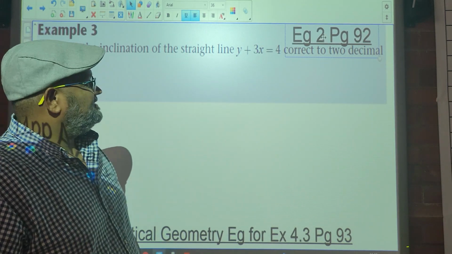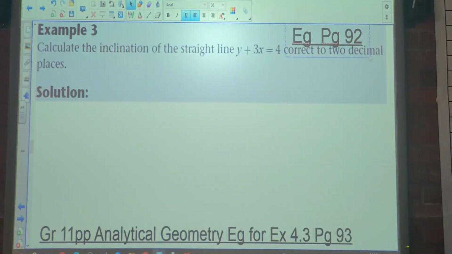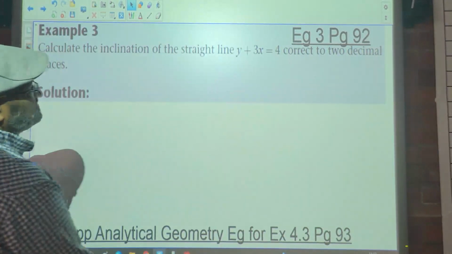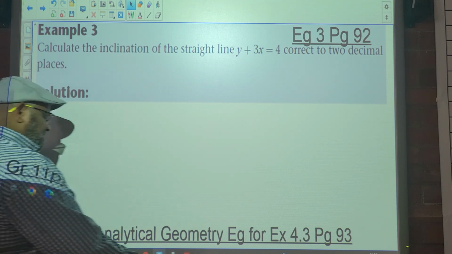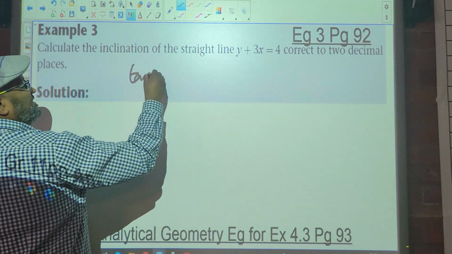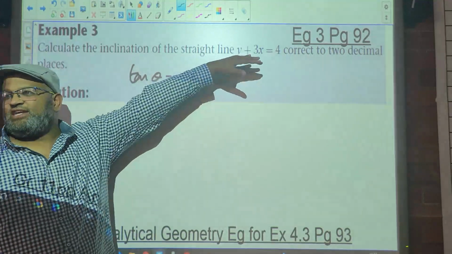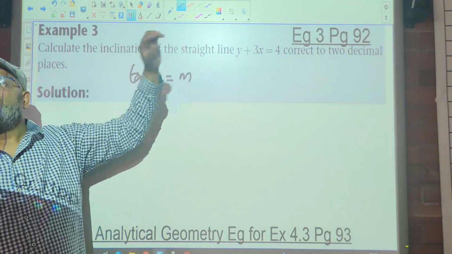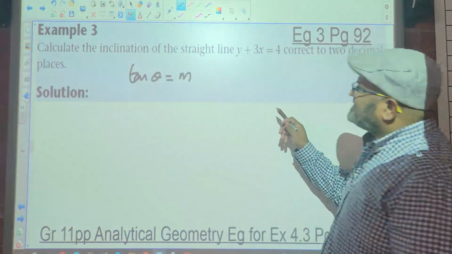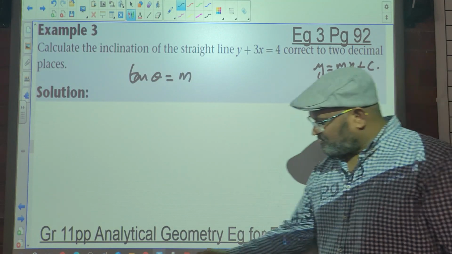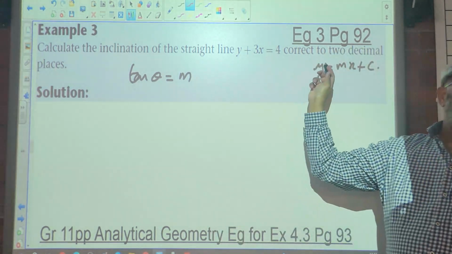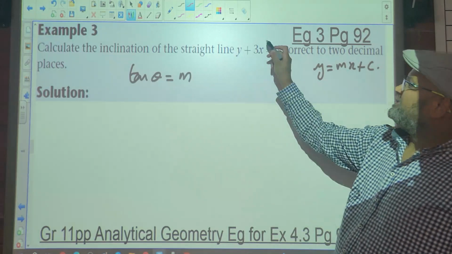Right, people, example 3. Example 3 is on page 92, correct? Here we are asked to calculate the inclination of the straight line y plus 3x equals 4, correct to 2 decimal places. Right, so how do you calculate the inclination angle? We say tan of theta equals the gradient. Do we know the gradient of this line as it stands? No. To find the gradient, it must be in standard form. What is the standard form of a straight line? y is equal to mx plus c. So to get this equation in the form y equals mx plus c, what do we need to do? Take the 3x over the equal sign.